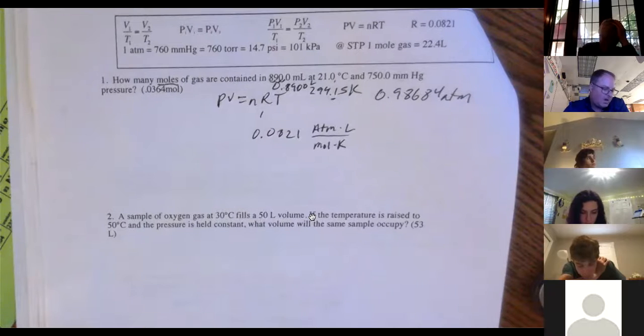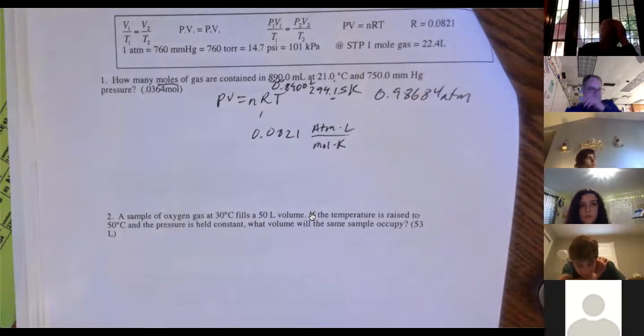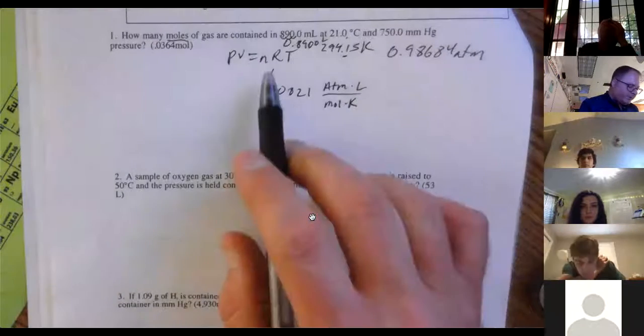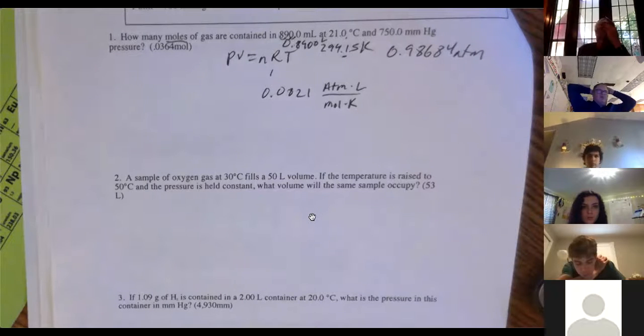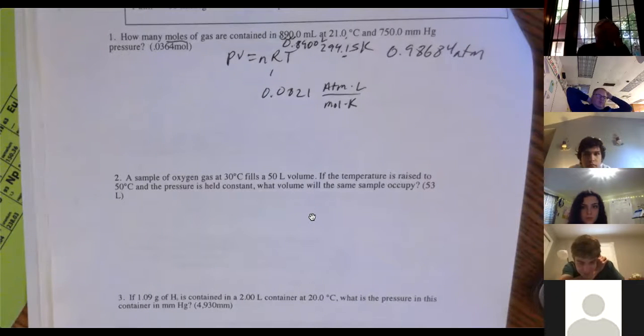Are you going to memorize all 3 R constants so you don't have to convert? That's fine. Doesn't matter. Then we would just rearrange this equation. Number 2, what would we use for number 2? PV equals nRT, P1V1 over T1 equals P2V2 over T2.